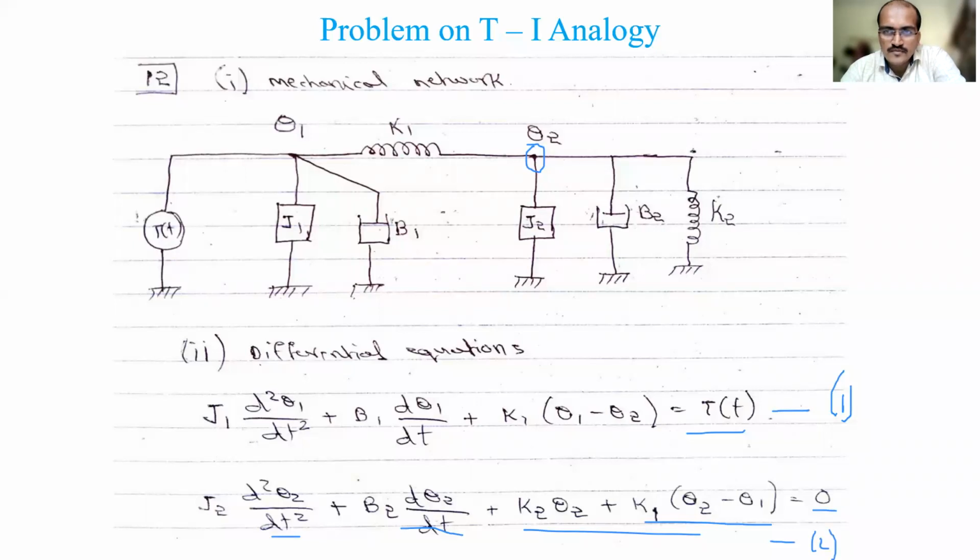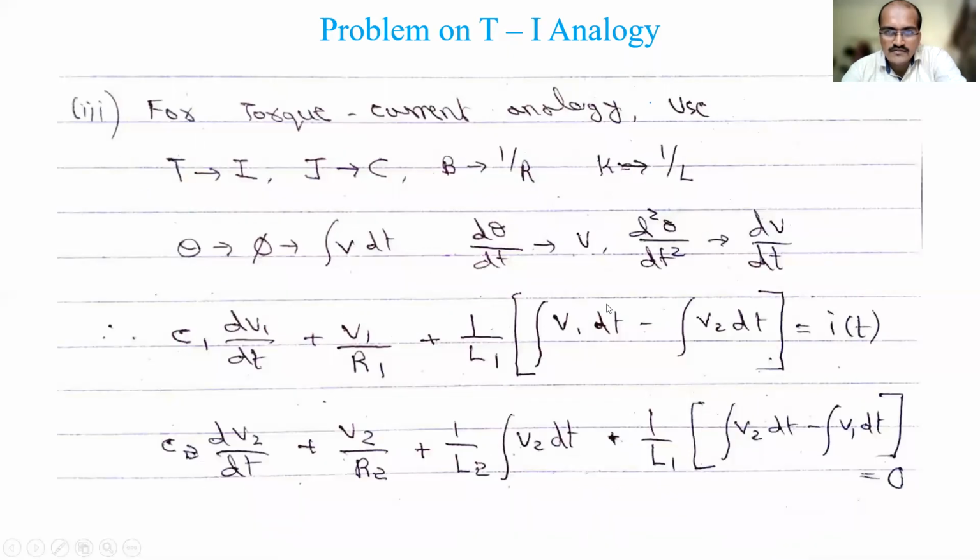Okay, after solving so many problems, it should be by heart to you what you have to substitute for T and I. So that's what is here. T is replaced by I, J is C, B is 1 by R, K is 1 by L. Theta is integration V dt, d theta by dt is V, d square theta by dt square is equal to dV by dt. Okay, so now substitute for equations 1 and 2.